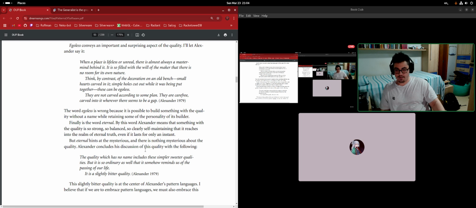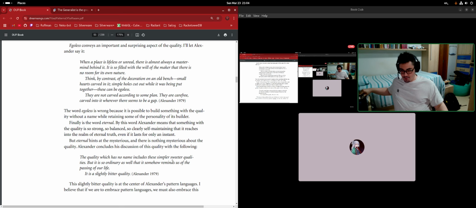Alexander concludes his discussion of this quality with the following. The quality with no name includes the simpler, sweeter qualities, but it is so ordinary as well that it somehow reminds us of the passing of our life. It is a slightly bitter quality.